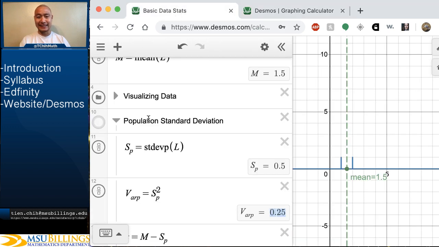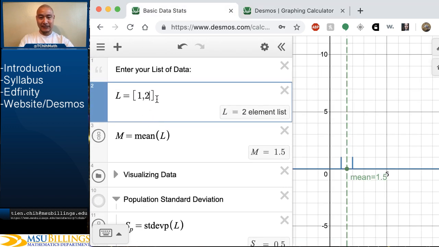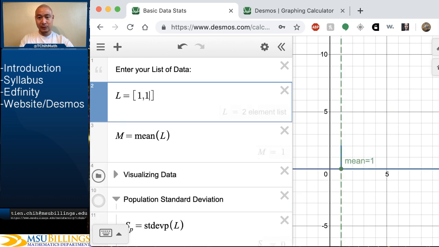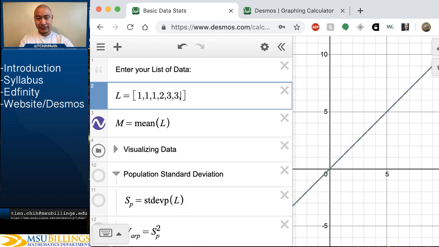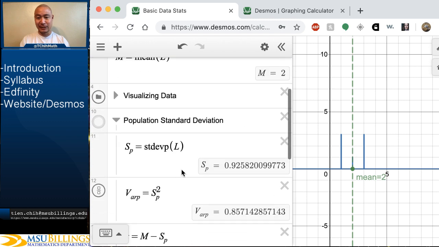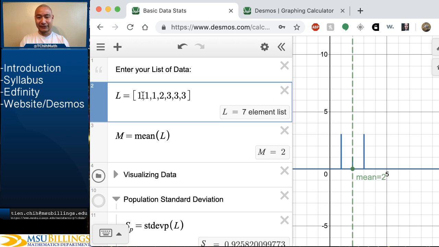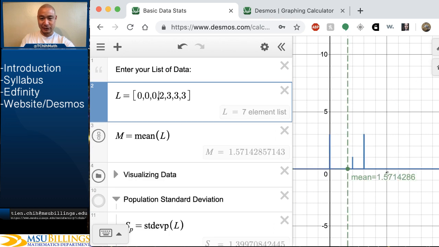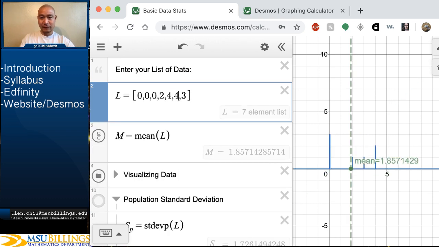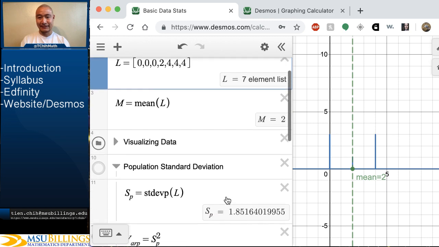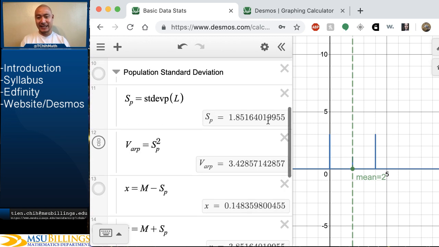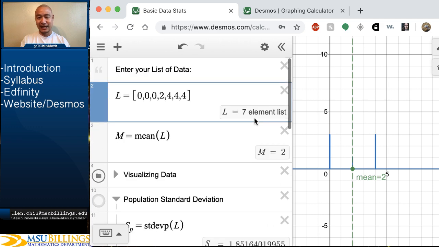So we can take two data sets with the same mean, let's say 1, 1, 1, 2, 3, 3, 3. That's definitely going to have a mean of 2, and its standard deviation is about 0.925. And a different data set with the same mean, let's say 0, 0, 0, 4, 4, 4, is also going to have the same mean, but now everything's farther away from the mean, so we get larger values for the standard deviation.